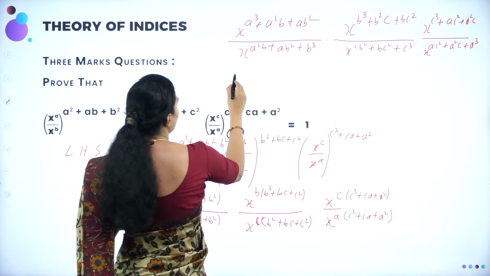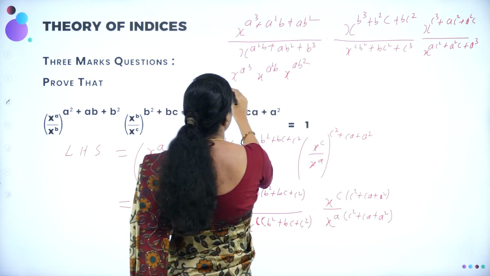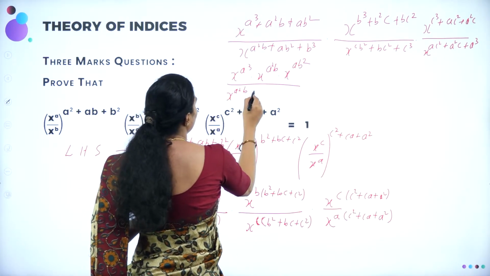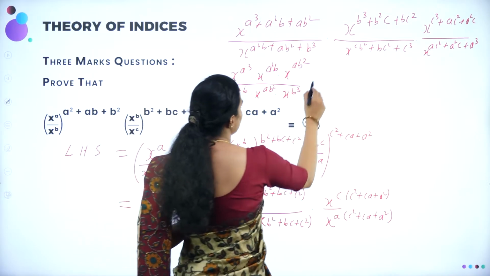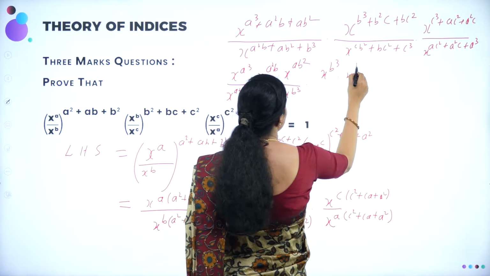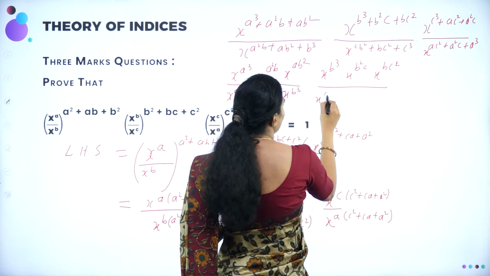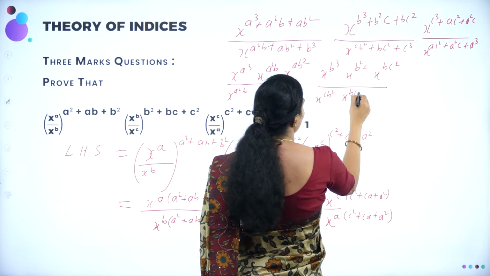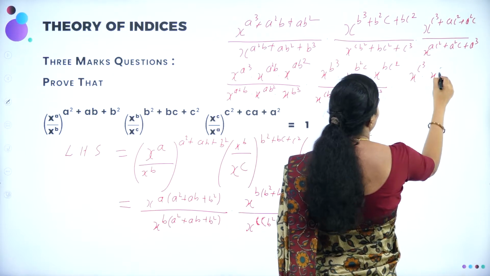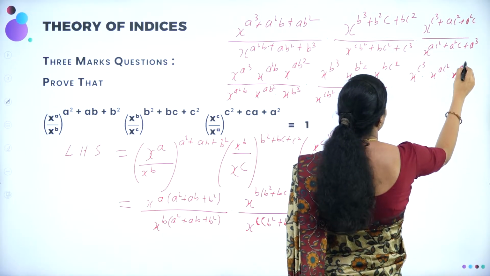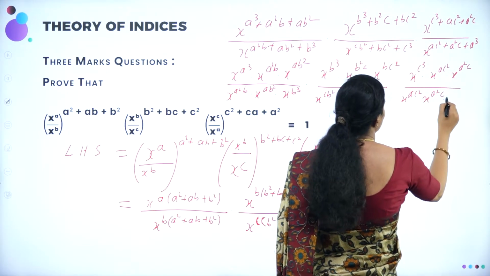So accordingly, I am going to write this as x power a cube into x power a squared b into x to the power of ab squared, divided by x to the power of a squared b into x to the power of ab squared into x to the power of b cube into x to the power of b squared c or cb squared into x to the power of bc squared, divided by x to the power of cb squared into x to the power of bc squared into x power c cube into x to the power of c cube into x to the power of ac squared into x to the power of a squared c, divided by x to the power of ac squared into x to the power of a squared c into x power a cube.